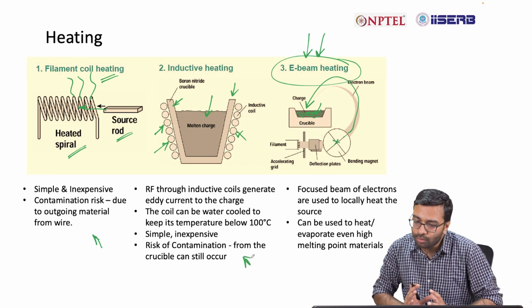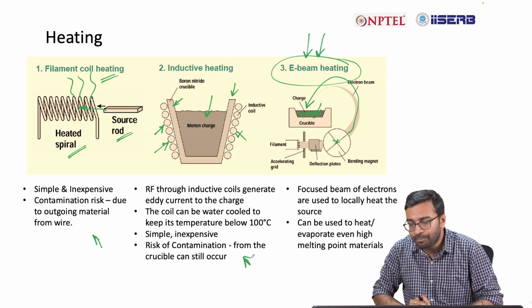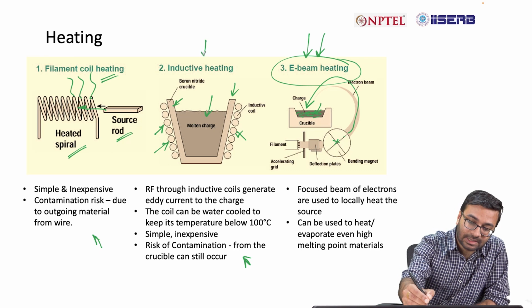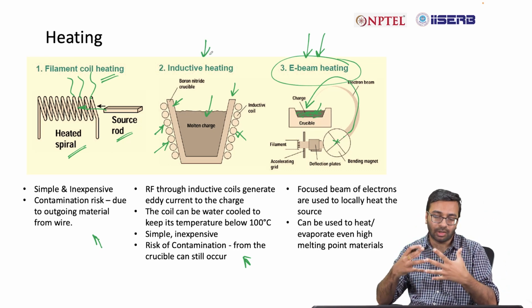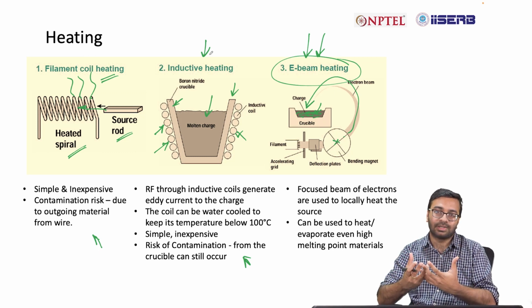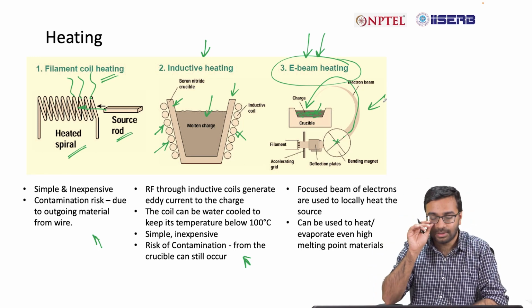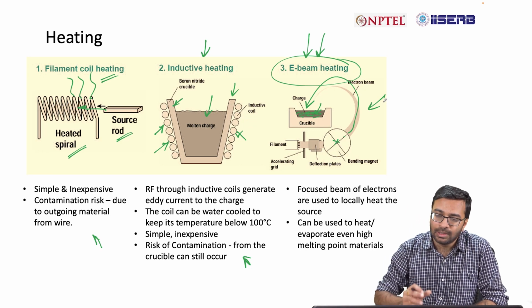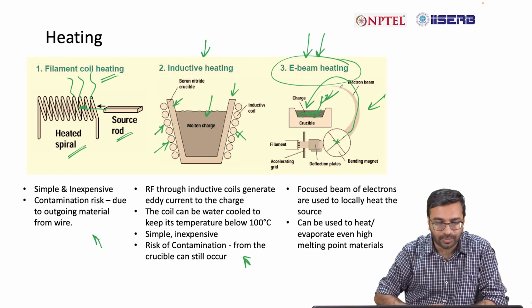So, here we use a focused beam of electrons, and that locally heats the material, and this can be used to heat or evaporate high melting point materials as well. For example, in this case, there is a limitation as far as the temperature of the coil or the boat is concerned, but in this case you can reach a higher temperature, and that is why high melting point materials also can be deposited using this technique, but it is a separate technique, we will discuss it later.